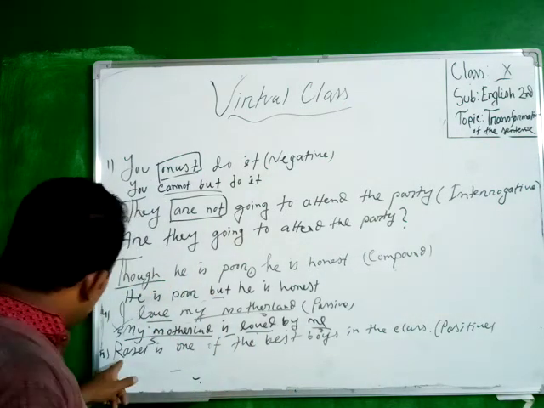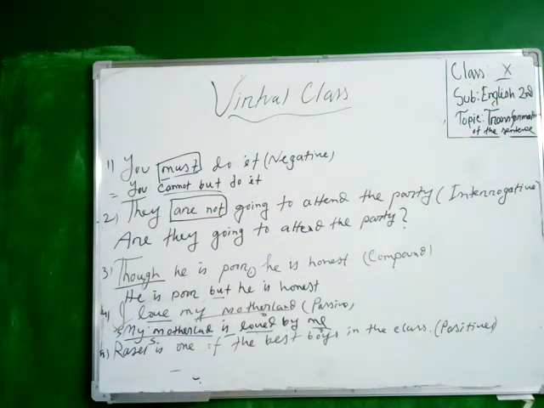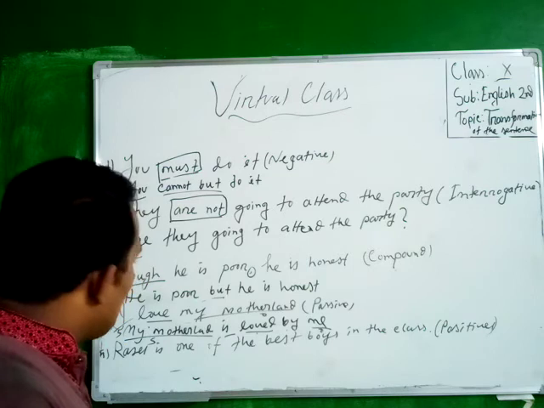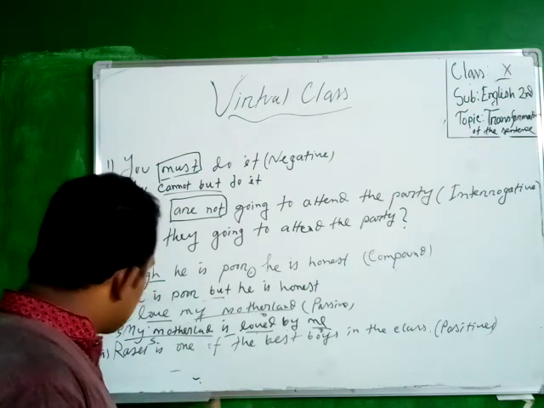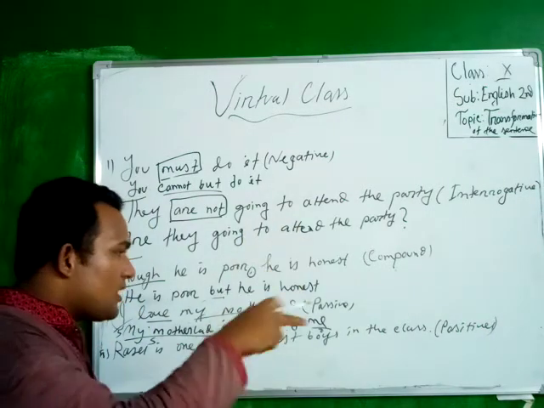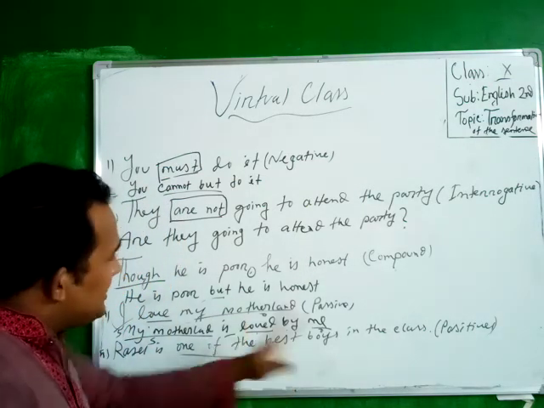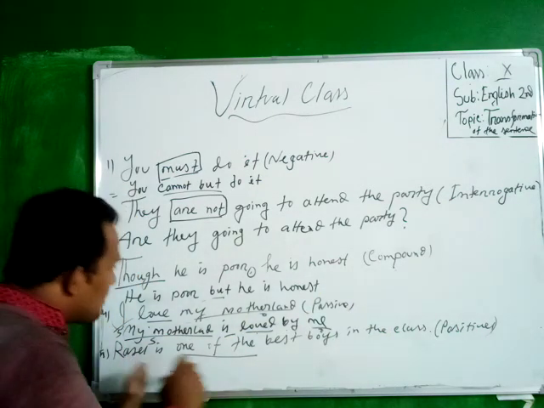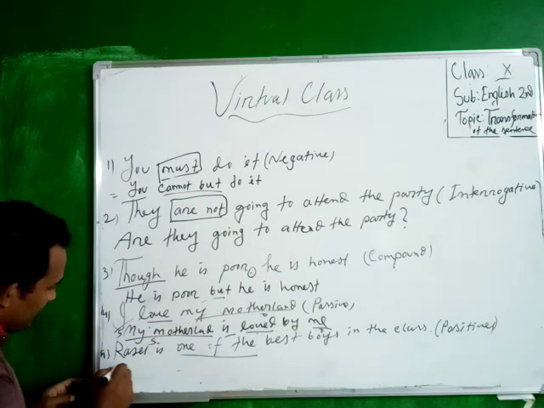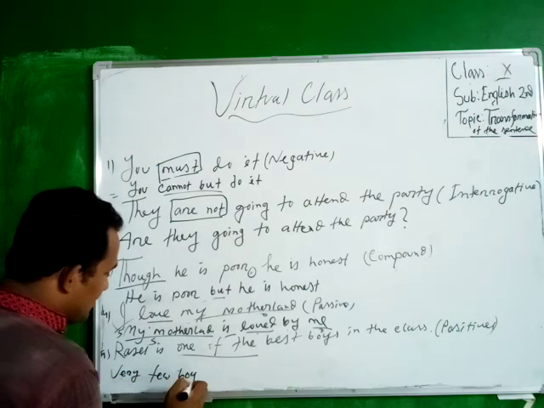Come to the last one. Russell is one of the best boys in the class. You have to make it positive. You know that positive degree always starts in two ways. It starts with no other or very few. Now the question is, when will it start with very few and when with no other? If you find one of the in the given sentence, this positive degree will start with very few. Whenever you do not find one of the, this positive degree will start with no other. So you can see that very few boys in the class.